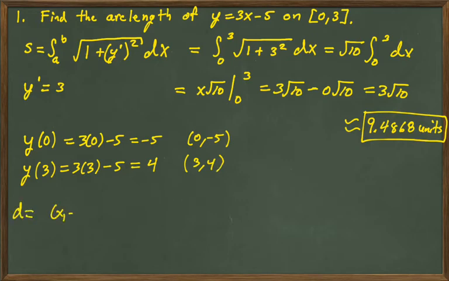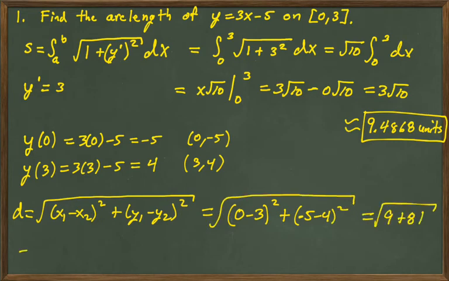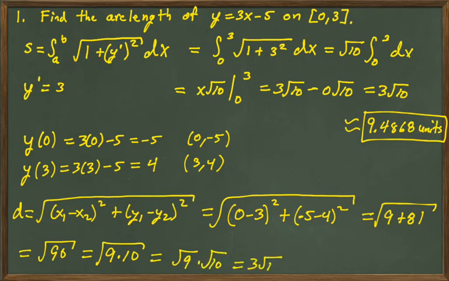The regular distance formula is the square root of (x1 minus x2) squared plus (y1 minus y2) squared. So that's going to be 0 minus 3 squared plus -5 minus 4 squared under the square root. That's 9 plus 81, which is the square root of 90. So the square root of 9 times 10, that's the square root of 9 times the square root of 10. So that gives us 3 root 10, and so we were able to get that as well. And this was just a line segment, so that'll work fine.